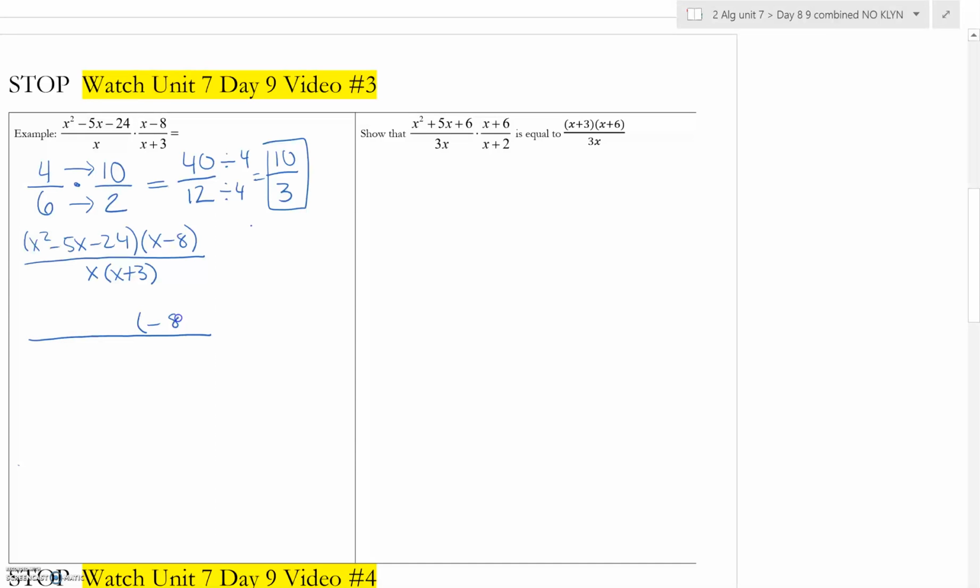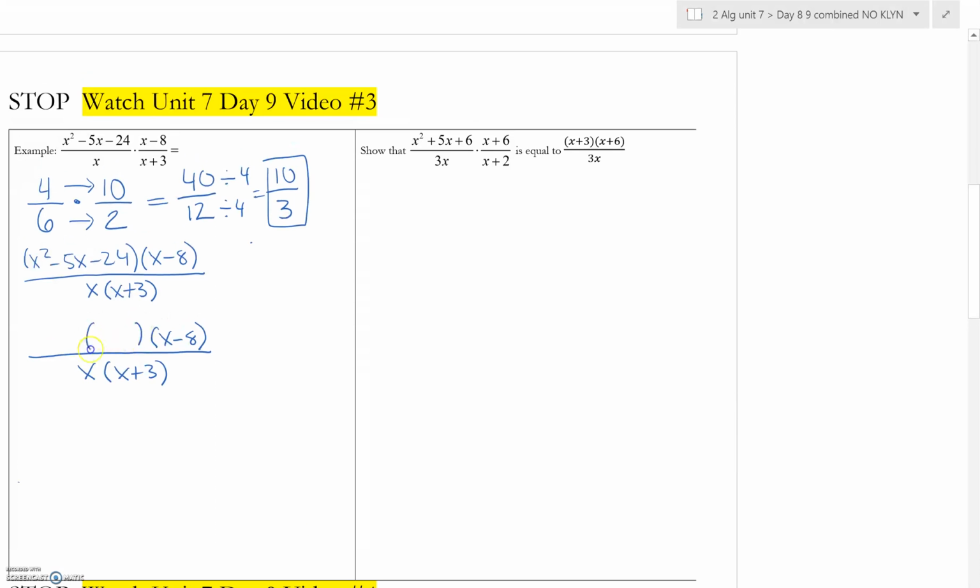So we've got x minus 8 here. That's already factored. And so as you're jotting this down with me, we're going to keep the things that are already factored. This is already factored, but we've got this quadratic expression here that's not factored. So we're going to take a look at factoring that to see if that helps us clean up our fraction.